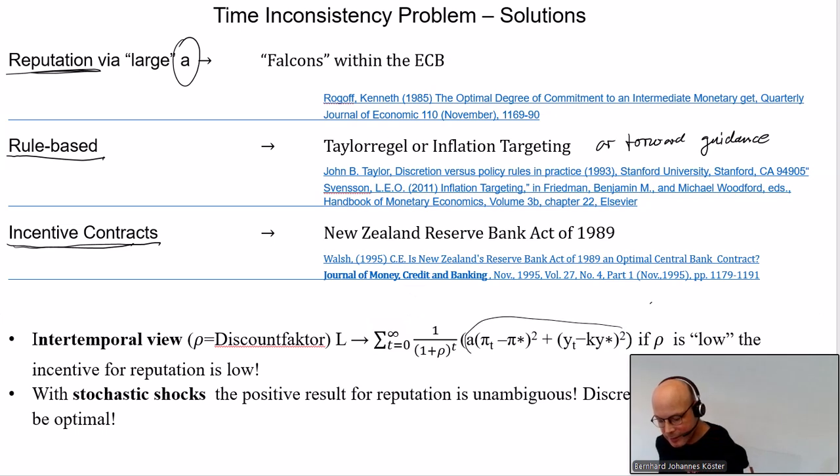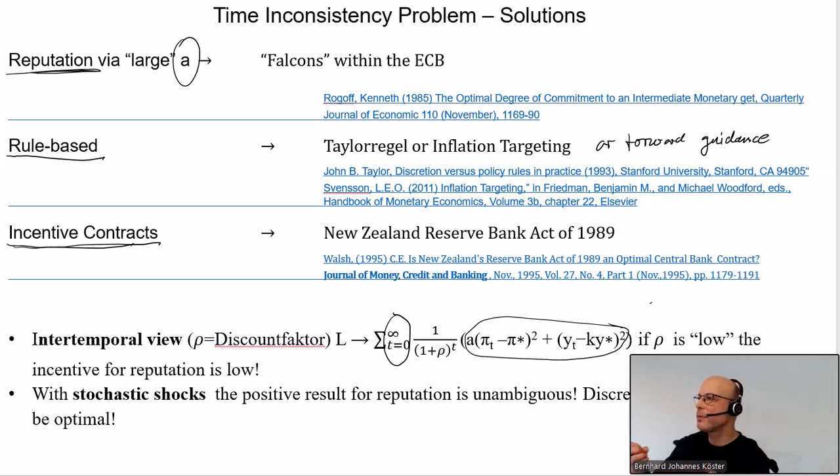Again, we have our introduced loss function, but now we have an infinite time horizon. And then what we quite often do, if we have an infinite time horizon, is discount future losses with some discount rate rho.